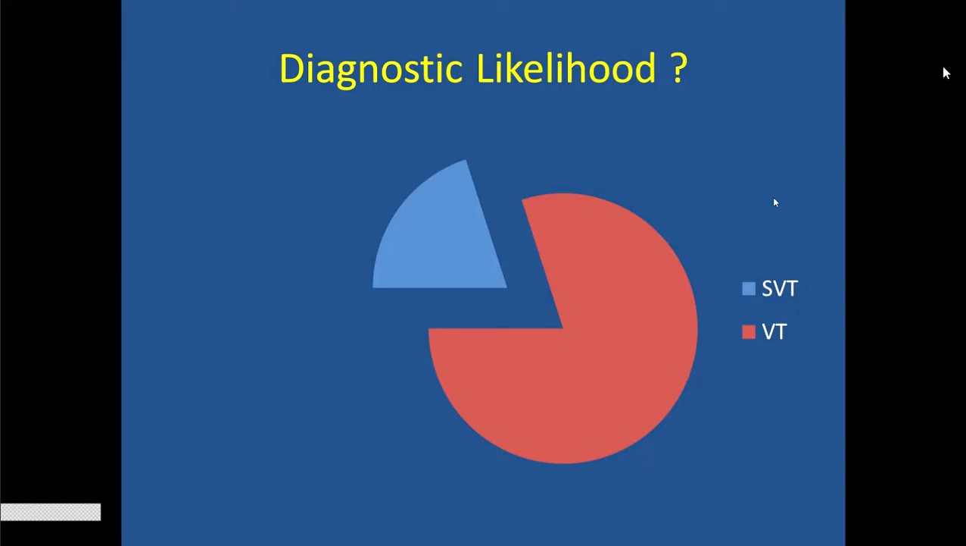And what is the diagnostic likelihood? Suppose you have a broad complex tachycardia, and you blindly say this is a VT, you will be right in 80% of the scenarios. Suppose you have the same ECG, wide QRS tachy, but you know a little more history, that the patient has structural heart disease or a past MI, then your likelihood of diagnosing a VT is 95% without further investigation.